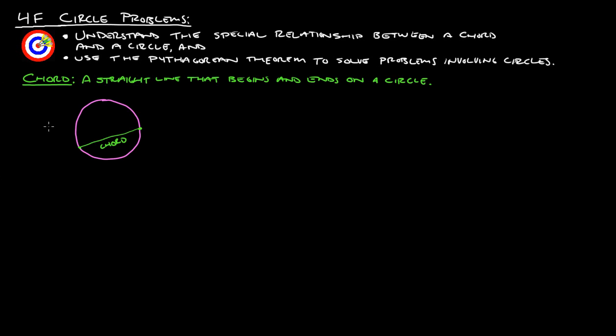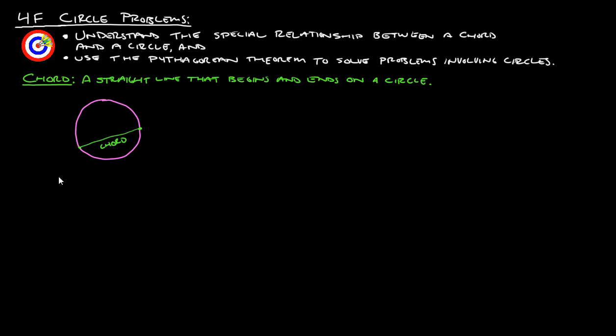Okay, chord. A chord is just simply a straight line that begins and ends on a circle. So here's a circle, supposedly. You just have to imagine with me. So there's a circle, and a chord starts and ends on a circle. So that is a chord.